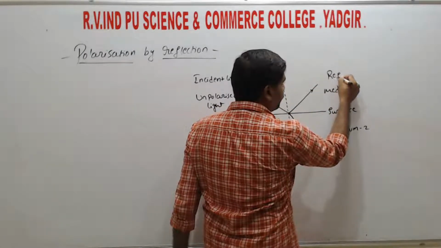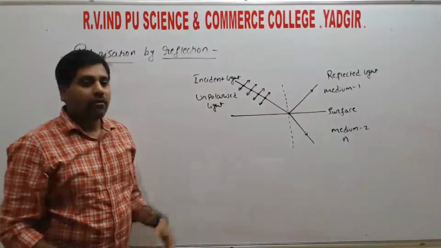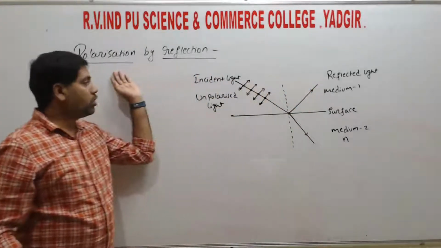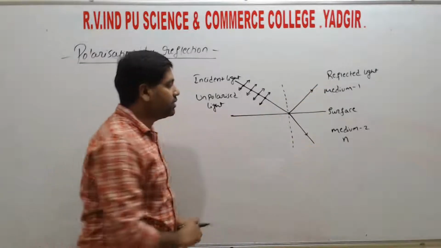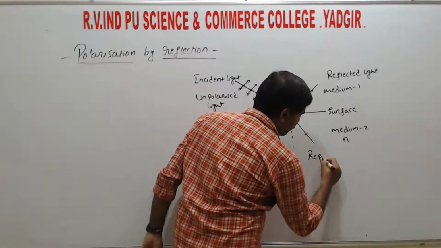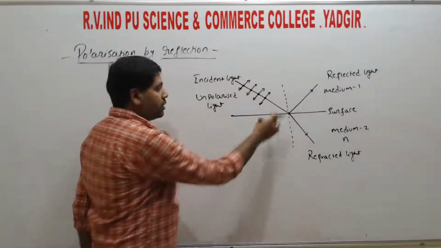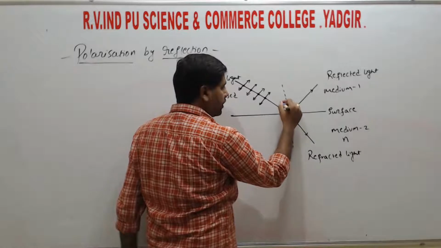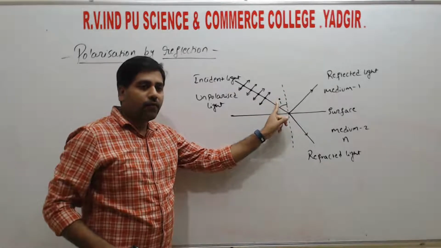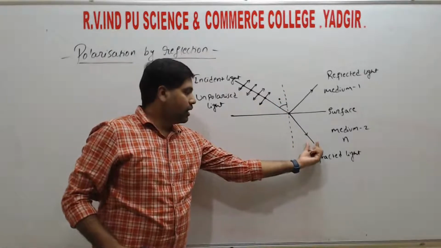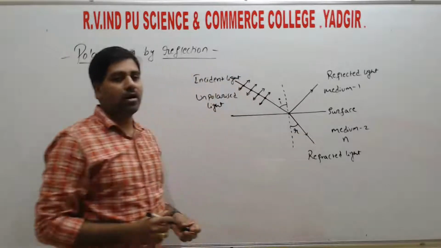So this one is the reflected light, or reflected electric vector, that is, light vector. Here we are studying polarization, hence we get the reflected light, that is the electric vector, and here we get the refracted light. Here this one is the normal. The angle which the incident ray makes with the normal we call the angle of incidence, and the angle the refracted ray makes with the normal we call the angle of refraction, which we take as R.